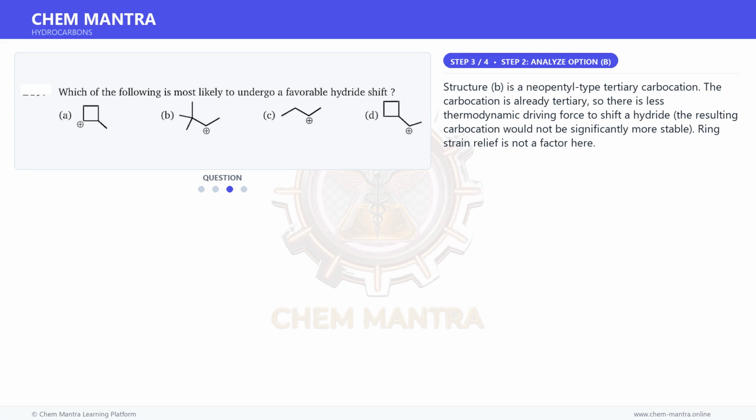Moving on to the next step. Structure B is a neopentyl type tertiary carbocation. The carbocation is already tertiary, so there is less thermodynamic driving force to shift a hydride. The resulting carbocation would not be significantly more stable. Ring strain relief is not a factor here.